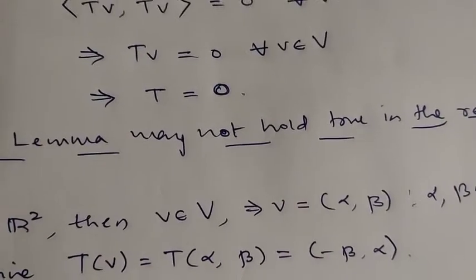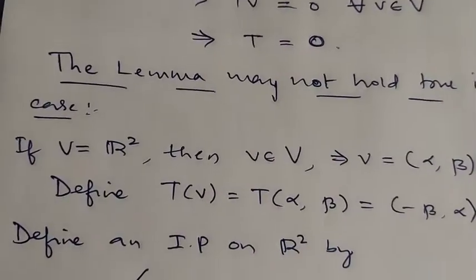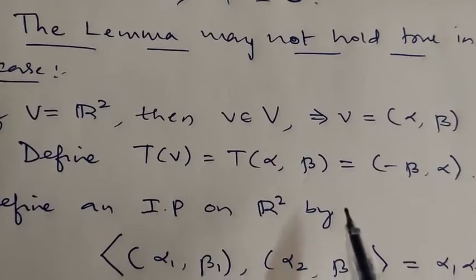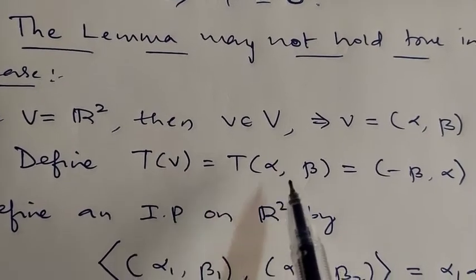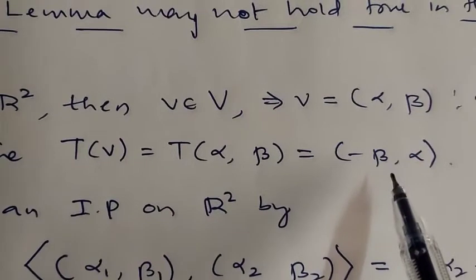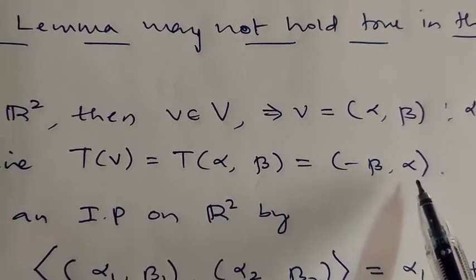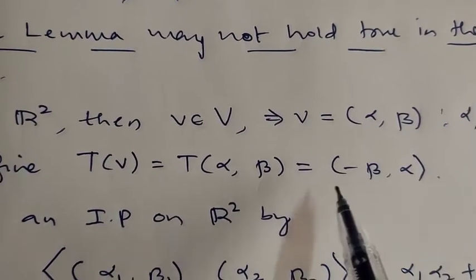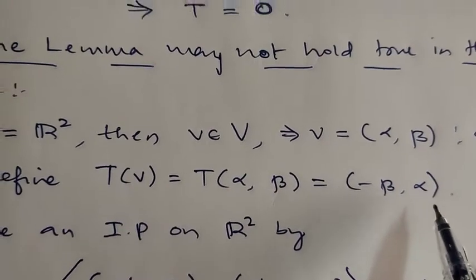So now I'll define the mapping T from R2 to R2 by T of v equals T of alpha beta equals minus beta alpha. It is like a reflection mapping. T of alpha beta is equal to minus beta alpha.